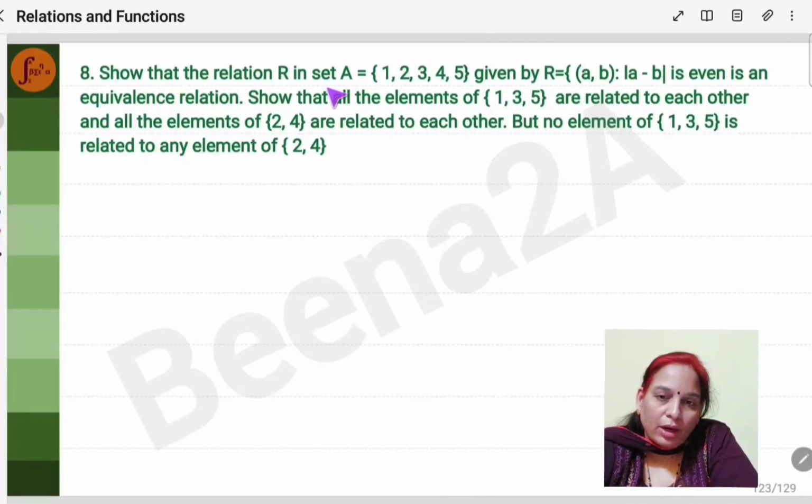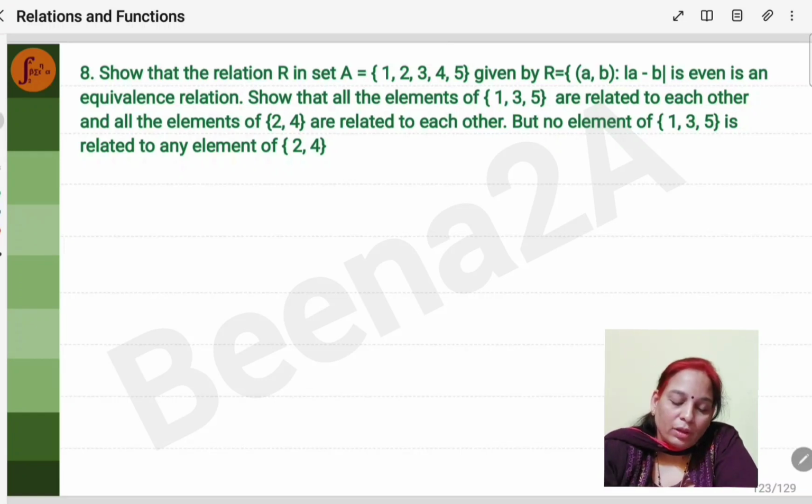Show that the relation R in set A, which comprises the elements 1, 2, 3, 4, 5, given by the relation mod of A minus B is even, is an equivalence relation. What does mod mean? Even if you put a negative number inside mod, it becomes positive. Basically, the negative sign is ignored when you put a modulus symbol. So we'll have to define a relation where A minus B is even and show it's an equivalence relation.